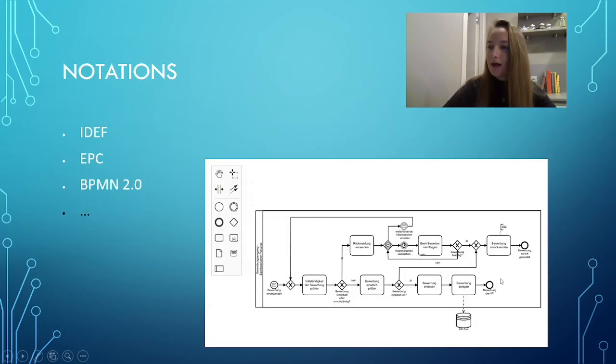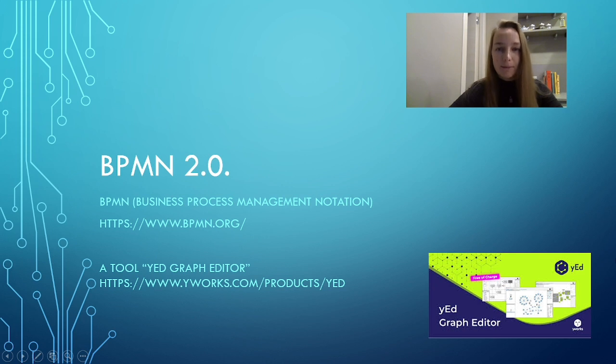Diagrams are created using notations. Notation is a set of symbols and rules for graphical describing. There are different types of notations. One of the most popular ones is BPMN 2.0. The abbreviation means Business Process Management Notation.